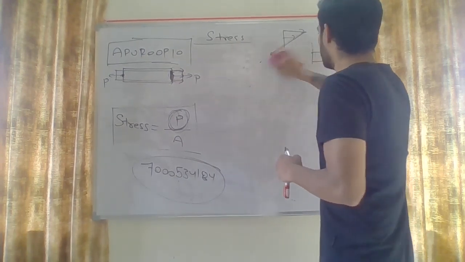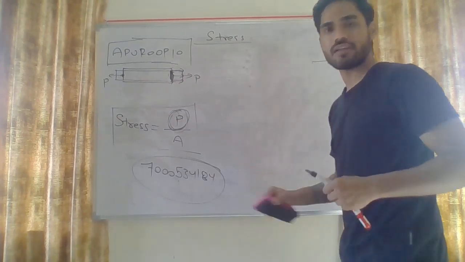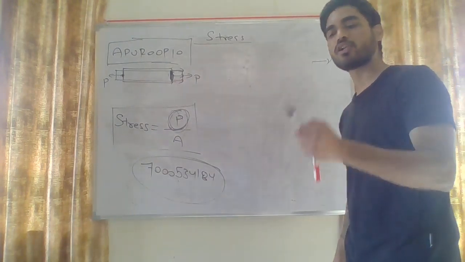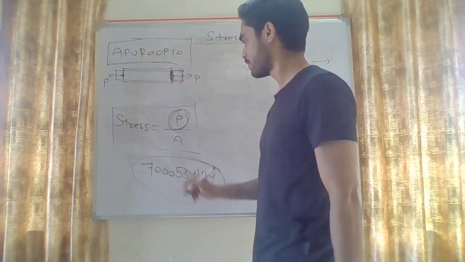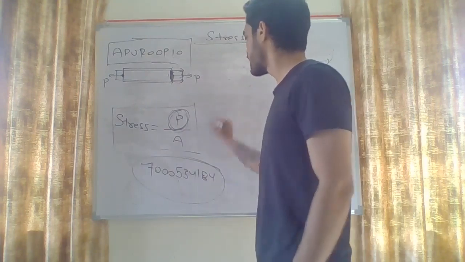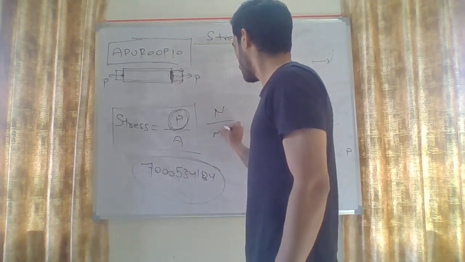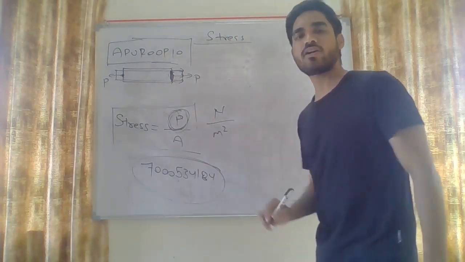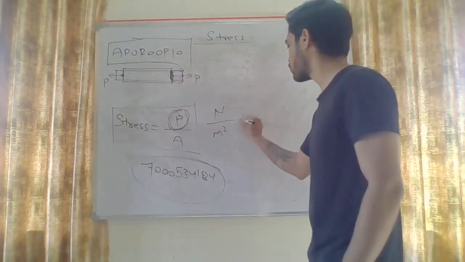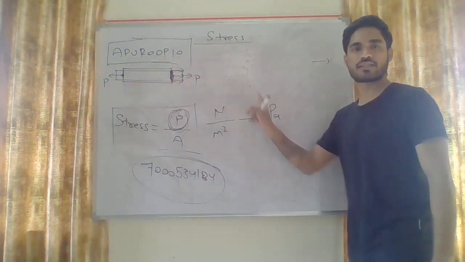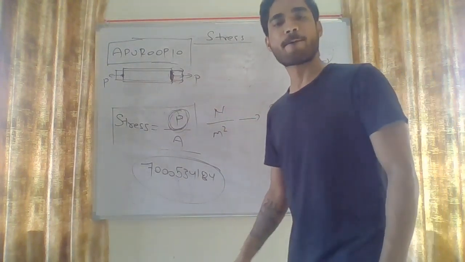Now let's understand the unit of stress. Whenever you calculate stress, you have to find the stress in a particular unit. So what unit do we use? The SI unit of force is Newton. The SI unit of area is meter square. So the SI unit of stress is Newton per meter square, which is known as Pascal.